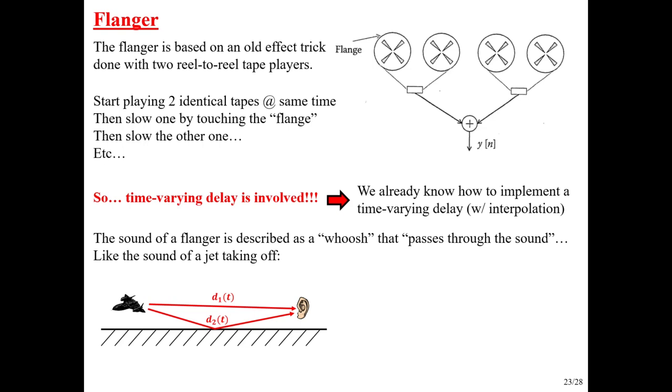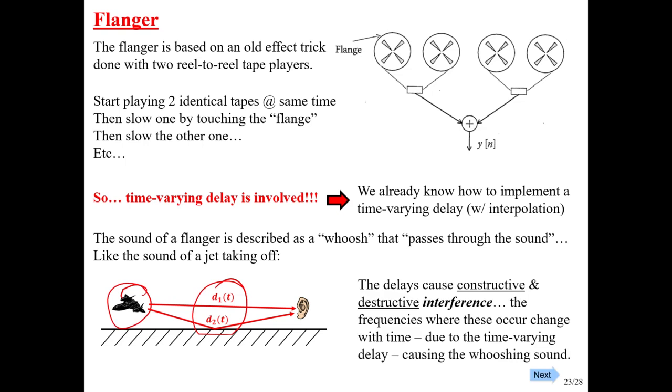So I'm showing two paths. In the real world, there's more than two paths, but two dominant paths. One goes directly from the airplane to your ear, and one bounces off the tarmac or the ground and goes to your ear. Now, obviously, the straight line is a shorter distance than the bounce. So this delay, D1, will be shorter than that delay. So we now have a time-varying relative delay between these two. And since the airplane is moving, these will be changing.